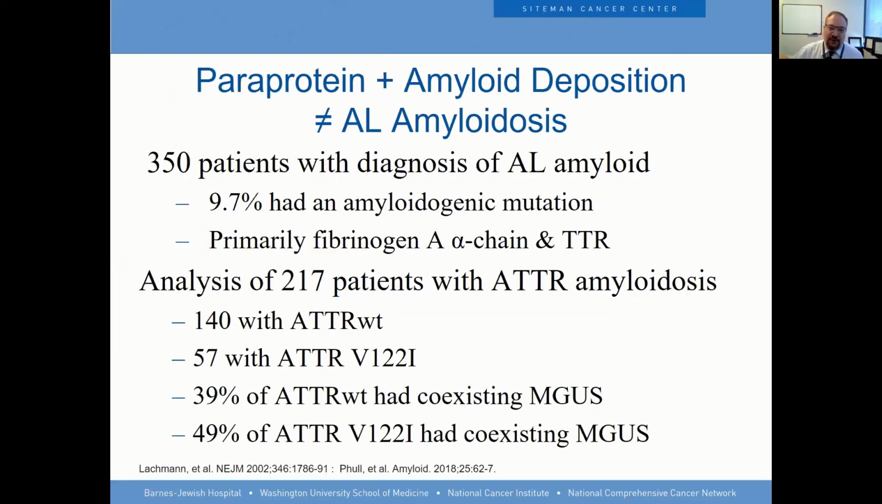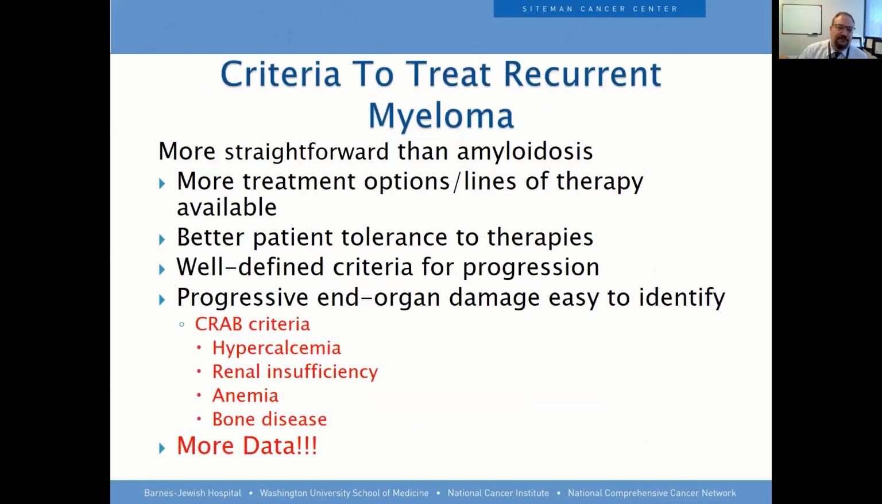As has been mentioned before, and I'll just go through this briefly, just finding a paraprotein on one of these tests, with amyloid deposition, does not automatically mean a patient has AL amyloidosis. In one of the studies from Dr. Stanchwala's group, looking at 217 patients with TTR amyloid, over a third of those patients had a coexisting MGUS that was not related to their amyloid.